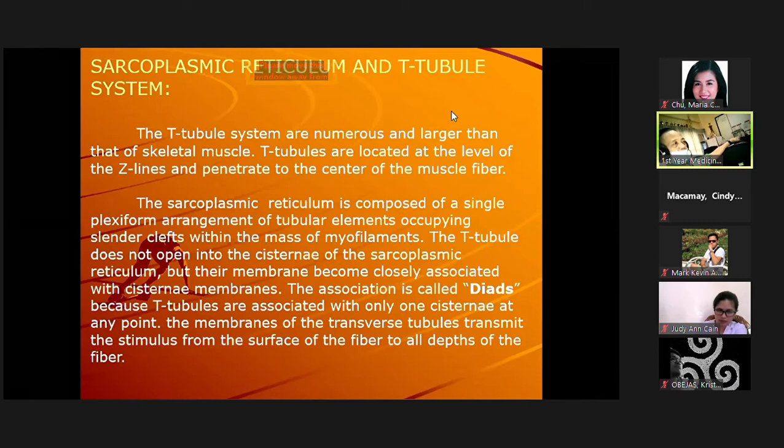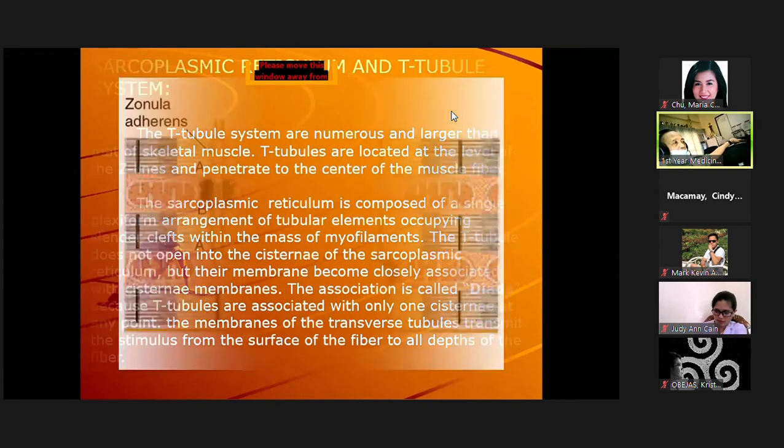While in the skeletal, you know that already, it is triad, 1:2. Okay, while in the cardiac muscle, it is 1:1. So it is dyads in the heart muscles, and then in skeletal muscle, it is triad. Okay.